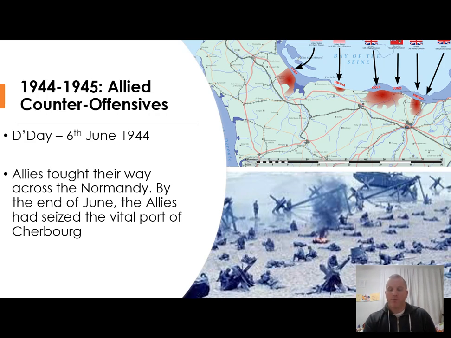By 1944, the tide has well and truly turned, and the Allies can start their counteroffensive. The first one is with D-Day. So Dwight Eisenhower, the future president, is in charge of D-Day. Its operation name is Operation Overlord. They were going to go on the 5th of June, but the weather was really bad. And then on the 6th of June, they wake up, it's going to be bad again.